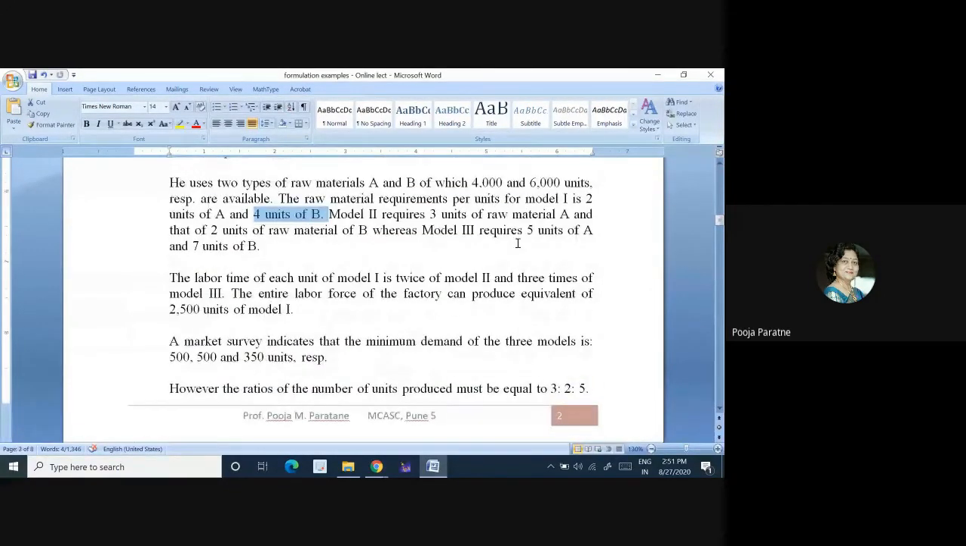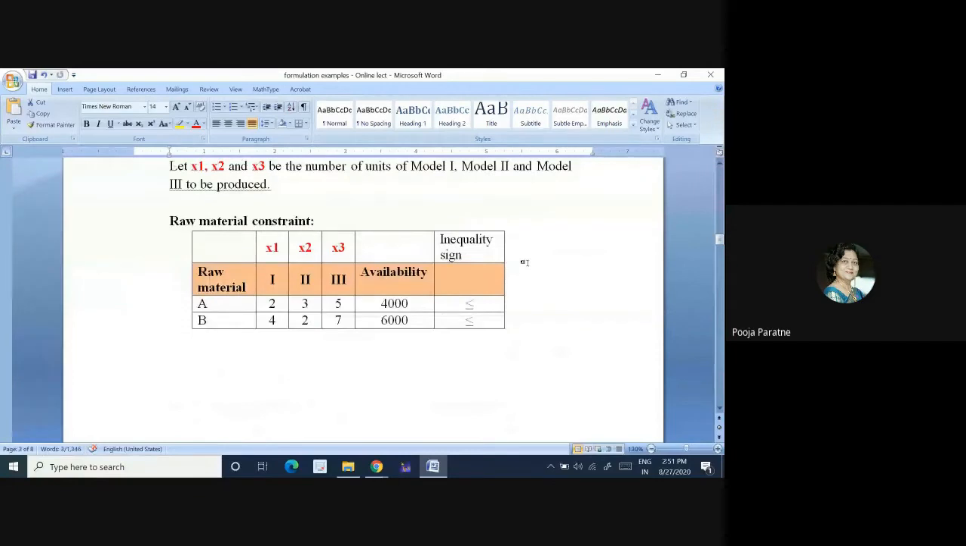And now for model 3, it requires 5 units of A and 7 units of B. At the same time, we will see these figures here. These are the availability of raw materials A and B. So let us go to the table again. As per the given information in the example, we have constructed this table for raw material. Here availability for raw material A is 4,000 and raw material B is 6,000. So as this is availability, it means a maximum of 4,000 and 6,000 units are available for raw material.